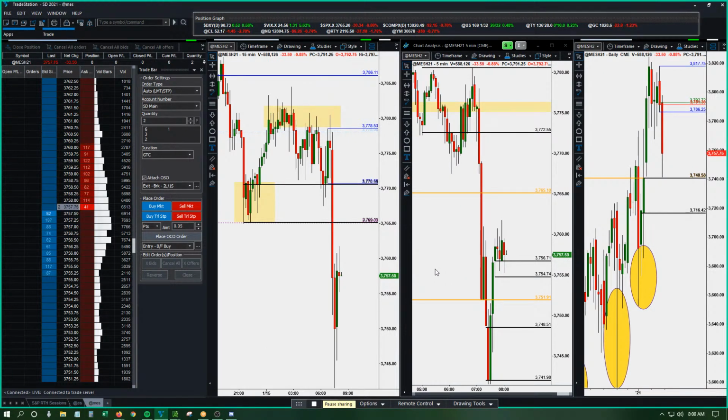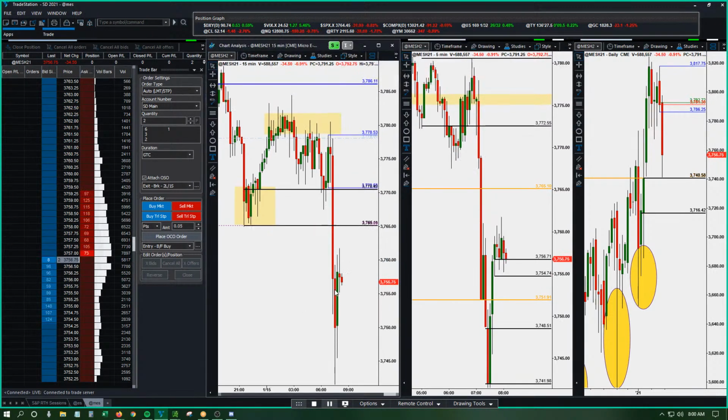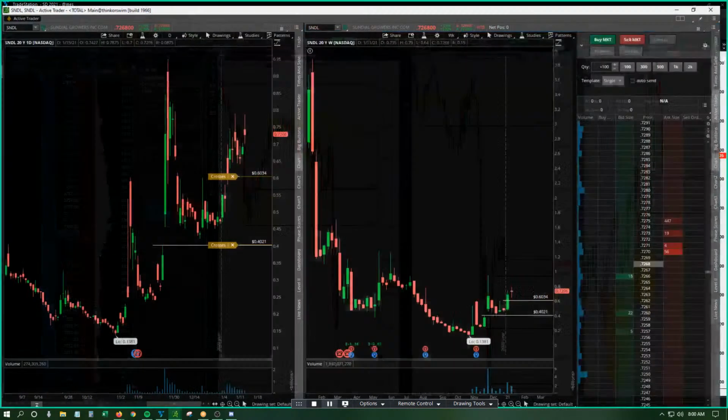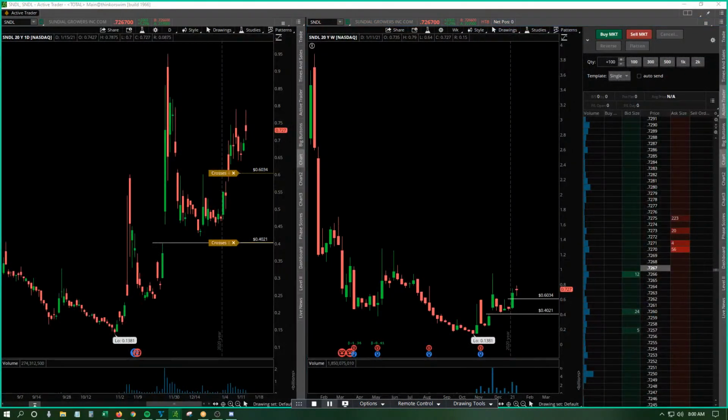We'll go a few minutes after 8 o'clock. Okay, it's 8 now. Not the most conviction on the 15-minute. Probably going to pull back a little bit before moving up higher. In terms of our stocks, what do we want to do? Take a look real quick before we take off.